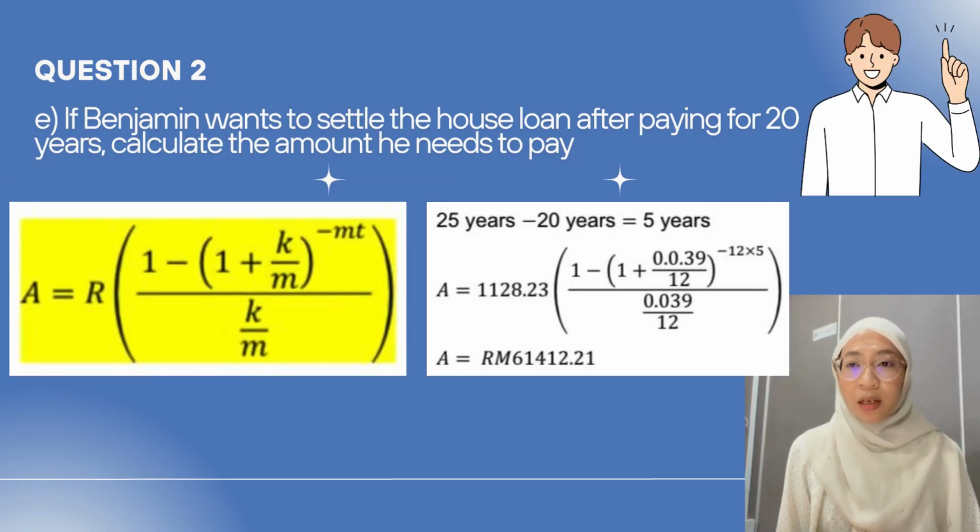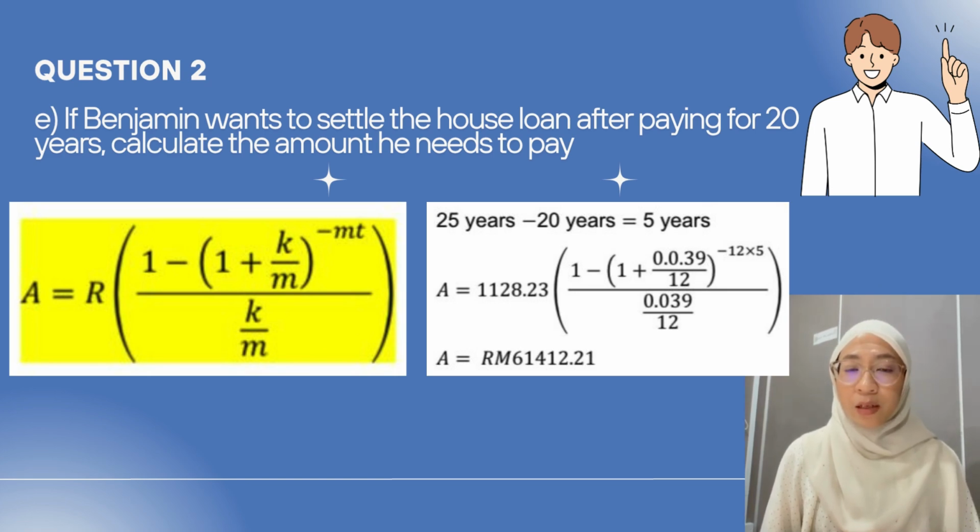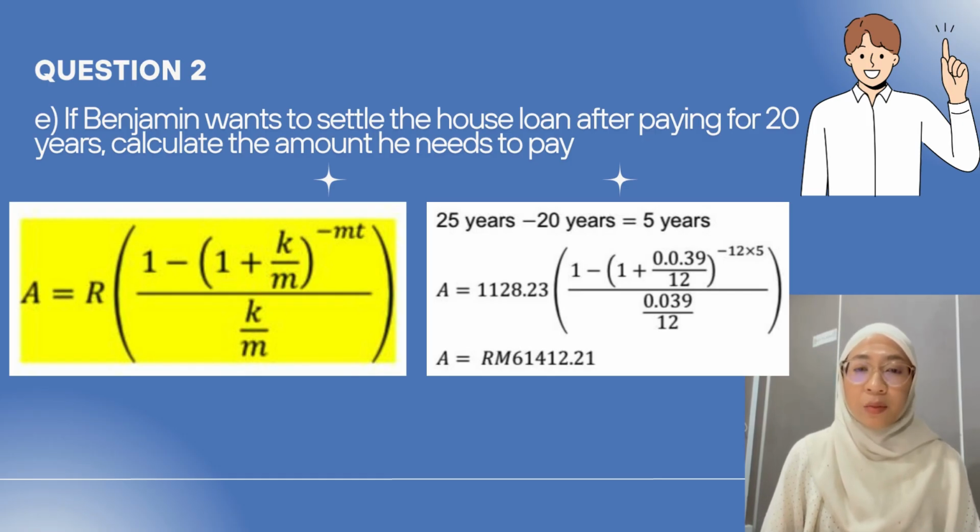For question E, if Benjamin wants to settle the house loan after paying for 20 years, calculate the amount he needs to pay. So the total years for the house loan is 25 years, then we'll minus 20 years, then we'll get 5 years balance for Benjamin to settle the house loan. So we'll be using the formula for present value, which is A, then we'll insert all the details, then we'll get 61,412 ringgit and 21 cents.